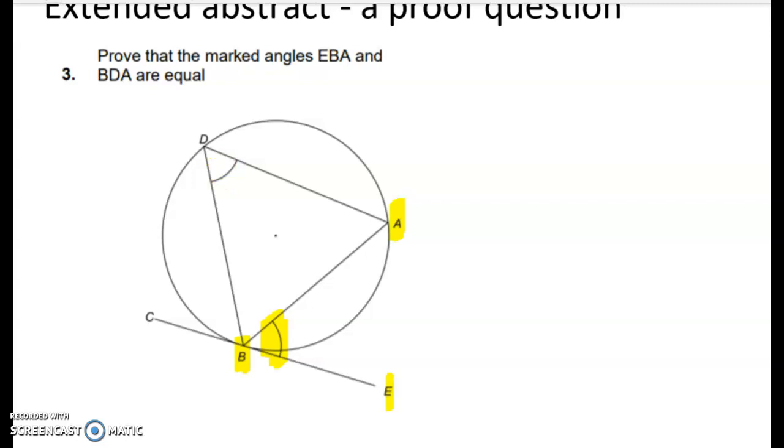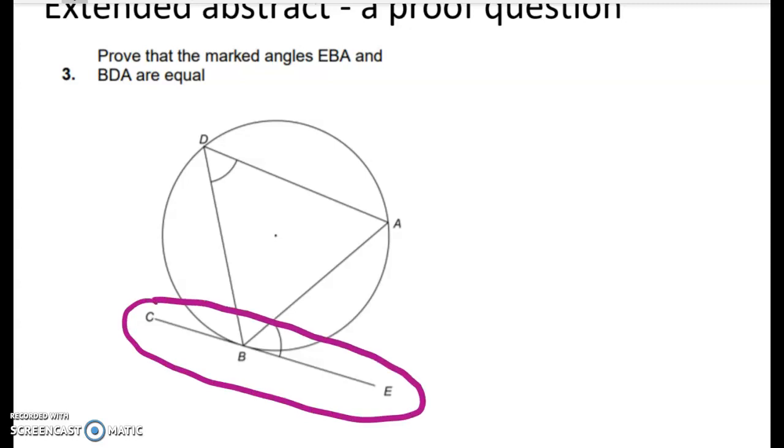One of the things that's going to help us is to be really clear with our labelling, and we're probably going to want to write in some other angles, and we might want to draw in some extra lines. So let's think about where we might start with this and what's interesting about the diagram we've got. Well, we've got this line here, CBE, and this is a tangent to the circle. So if you think about your tangent and circle rules, the main one that we've looked at in Year 10 is the rule that the tangent must be perpendicular to the radius. So let's see if we can somehow use that.